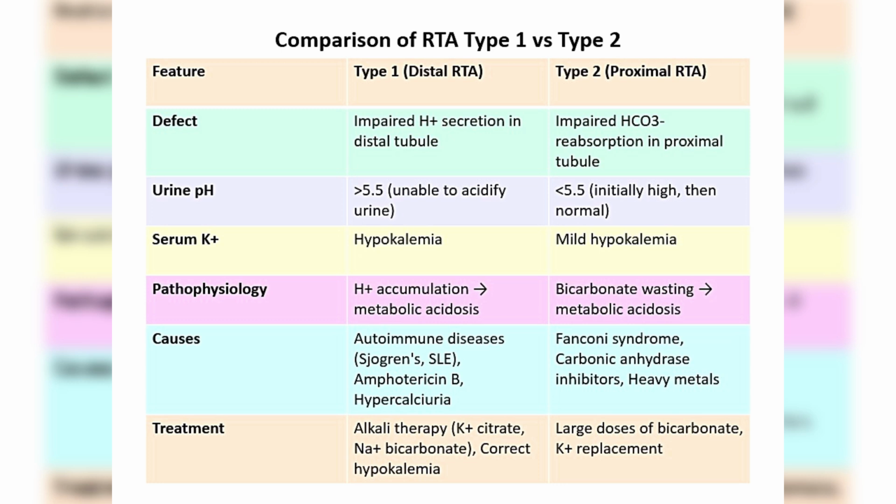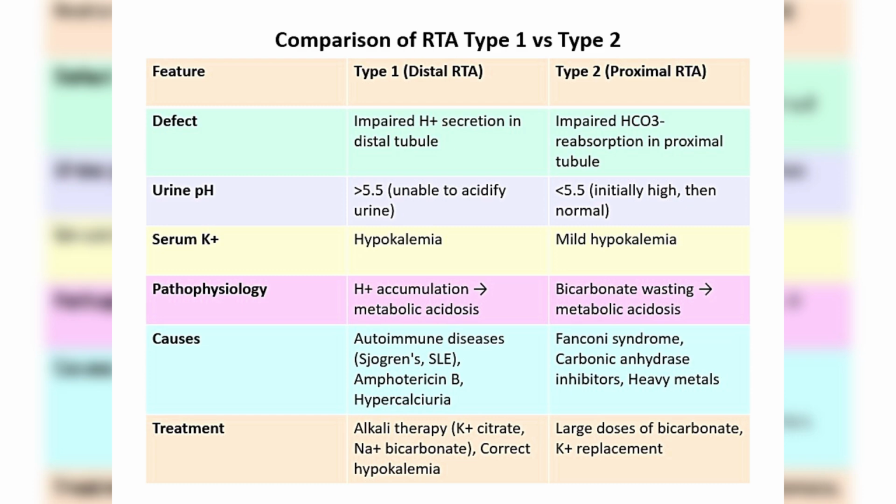Now, type 2 RTA, the proximal one, the issue is with bicarbonate reabsorption. It's impaired. So initially, you get more bicarbonate and sodium and potassium getting dumped in the urine. But then what happens? Well, once the bicarbonate in the blood drops low enough, the distal tubule can actually acidify the urine. So the urine pH can be low, below 5.5, even though the body is still acidotic overall. Ah, so urine pH can flip-flop in type 2? Exactly. It can be a bit confusing, I know.